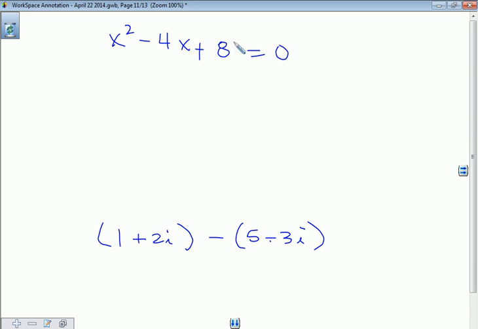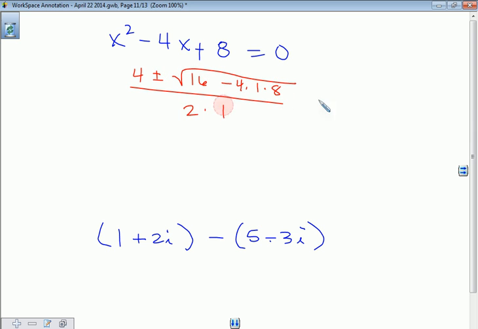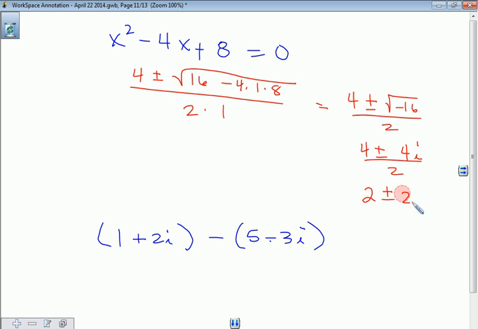All right, so here we have a quadratic. This quadratic does not factor, so what do we use to solve? Quadratic formula, negative b plus or minus the square root of b squared minus 4 times a times c all over 2 times a. So we get 4 plus or minus the square root of 16 minus 32, which is negative 16. And the square root of negative 16 is 4i. And then we divide everything by 2. So we get 2 plus or minus 2i.